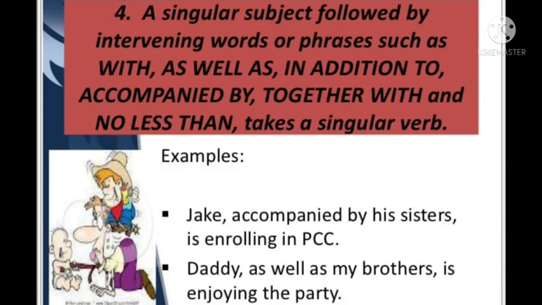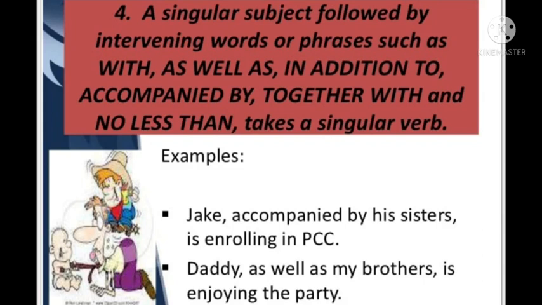Daddy as well as my brothers is enjoying the party. Obviously, we will make a mistake there. We will write daddy as well as my brothers are enjoying. That is wrong because we have used the phrase as well as. So, the verb should always be singular there.